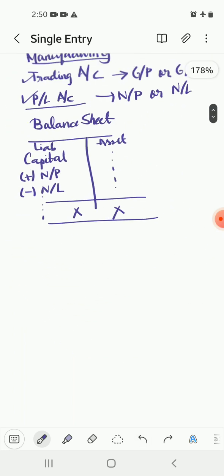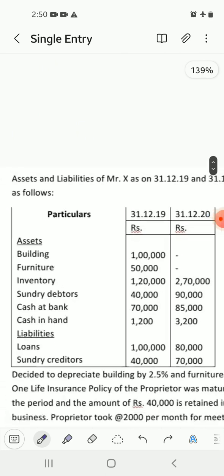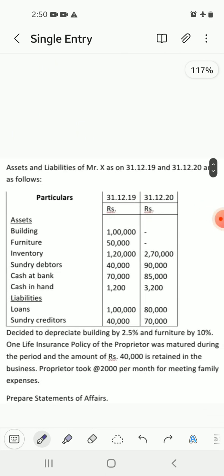So let's take an example to understand this better. This is a sum of single entry. The sum says assets and liabilities of Mr. X as on 31st 12 2019 and 31st 12 2020 are given. You can see assets are given: building, furniture, inventory, sundry debtors, cash at bank, and cash in hand. And liabilities are given: loan of 1 lakh and 80,000, and then sundry creditors 40,000 and 70,000.